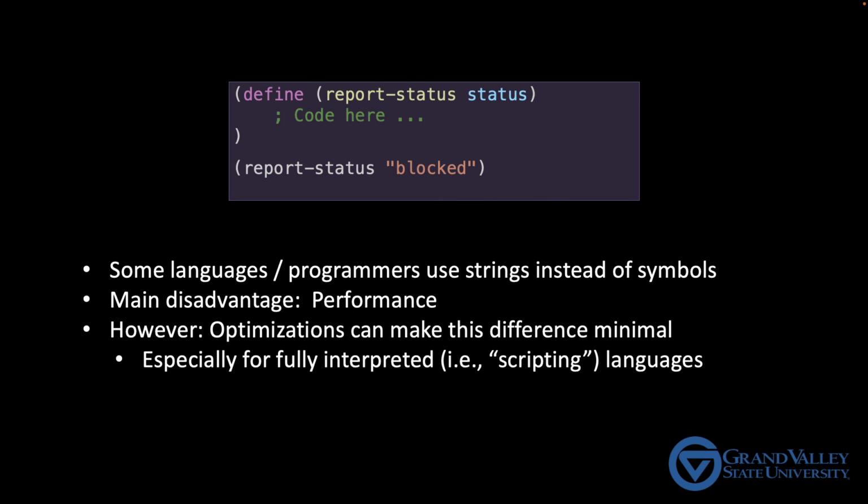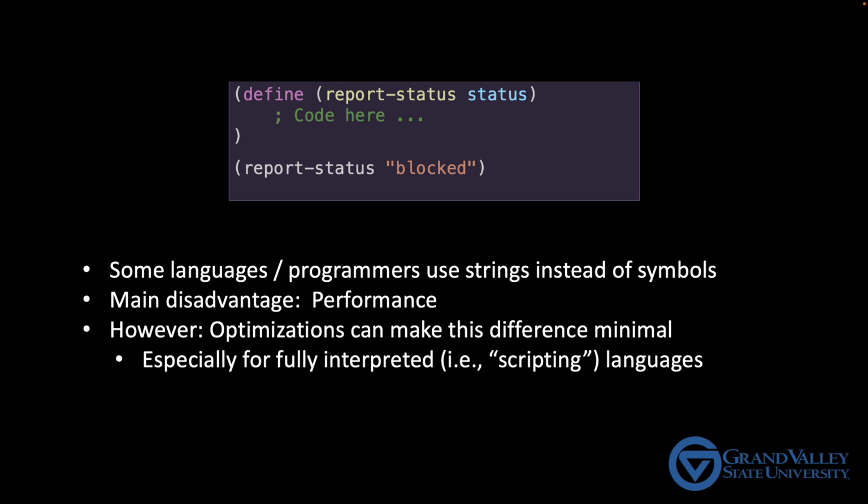Fully interpreted languages already have a fairly high overhead compared to compiled languages, so the differences between symbols and strings for these languages is often very small. Compiled languages are often statically typed and therefore use enumerations, which allow for more thorough error checking. I'll discuss enumerations in more detail later in the semester.